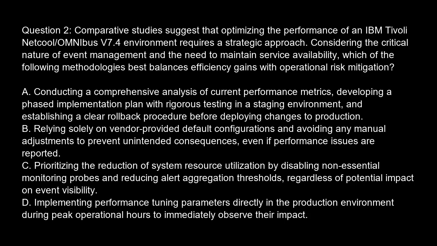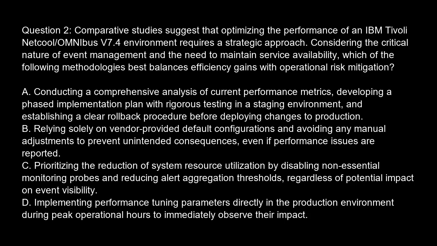Option A. Conducting a comprehensive analysis of current performance metrics, developing a phased implementation plan with rigorous testing in a staging environment, and establishing a clear rollback procedure before deploying changes to production. Option B. Relying solely on vendor-provided default configurations and avoiding any manual adjustments to prevent unintended consequences, even if performance issues are reported.